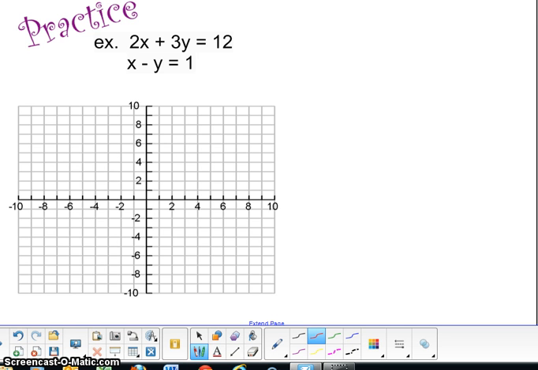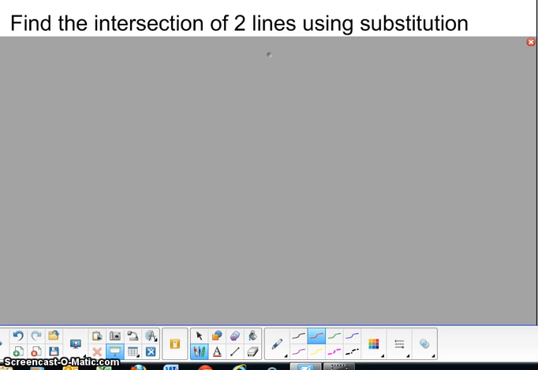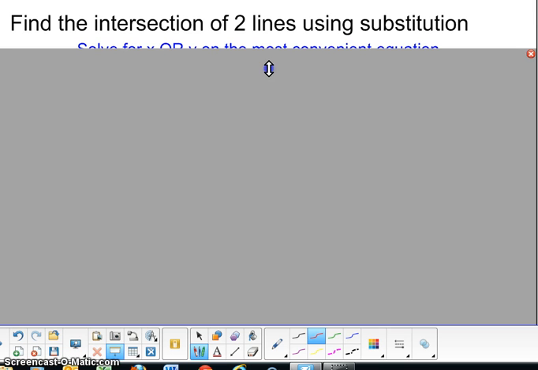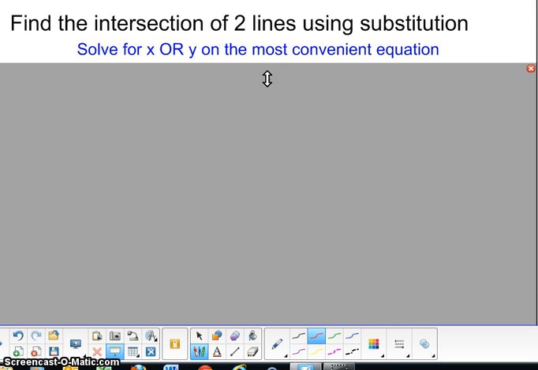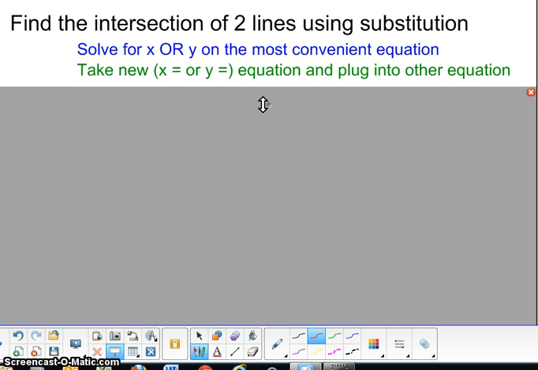Okay, so now let's go ahead and go on to the substitution method, which is our second goal. Push pause anywhere along the way just to make sure you have everything written down. We're going to find the intersection of two lines using substitution by these following steps. We're going to solve for x or y, depending on which one is the most convenient equation. And then we're going to take that new x equals or y equals equation and plug it into the other. Plugging it in is what I mean by substitution.